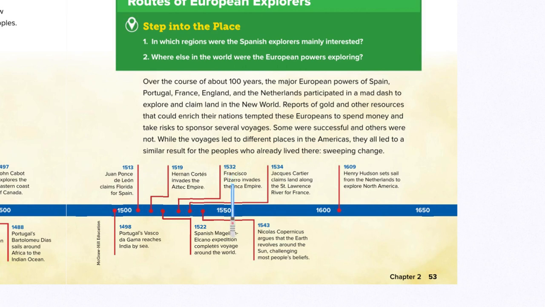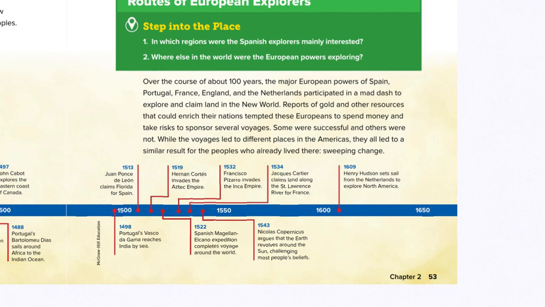1532, Francisco Pizarro invades the Inca Empire. And we had read about the Incas. So now we have the Europeans starting to invade the native groups in those lands. Jacques Cartier claims a land along the St. Lawrence River for France. In 1543, Nicholas Copernicus argues that the Earth revolves around the sun, challenging most people's beliefs.